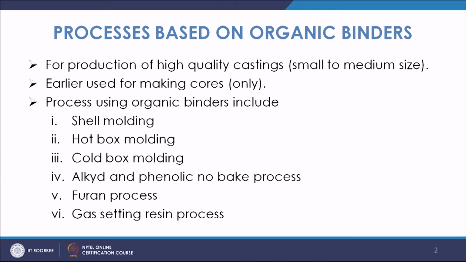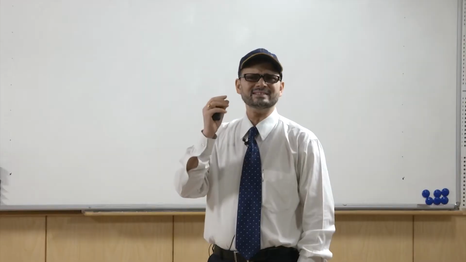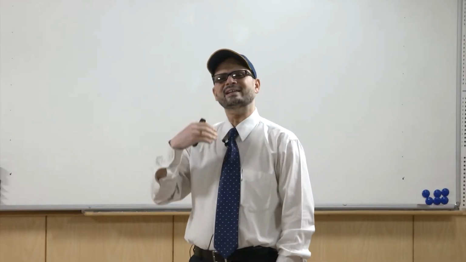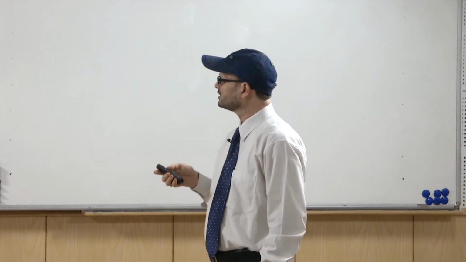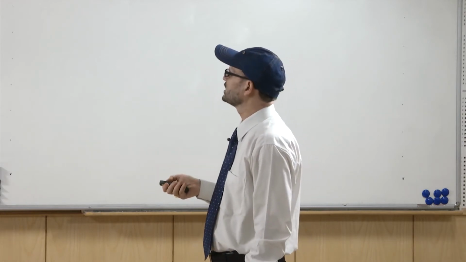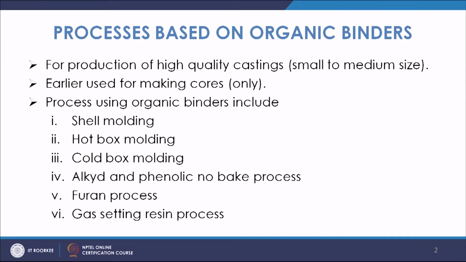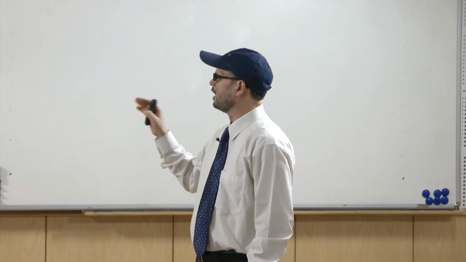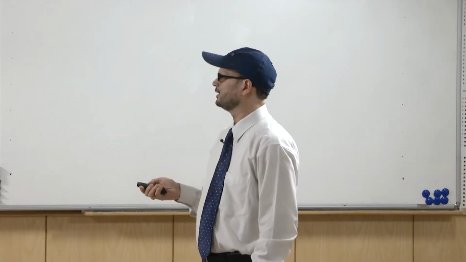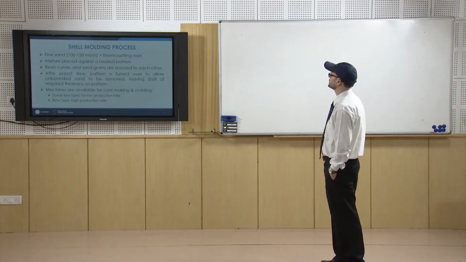Even in casting you can have a mold of lighter weight, and for quality castings you can use these organic binders to make the cells. These cells, even if they have small thickness, have adequate strength. Among the varieties we have cell molding, hot box, cold box molding, alkyd and phenolic no-bake, furan and gas setting resin processes. These are the different types of processes which are based on the use of organic binders. Let us come to the cell molding process.